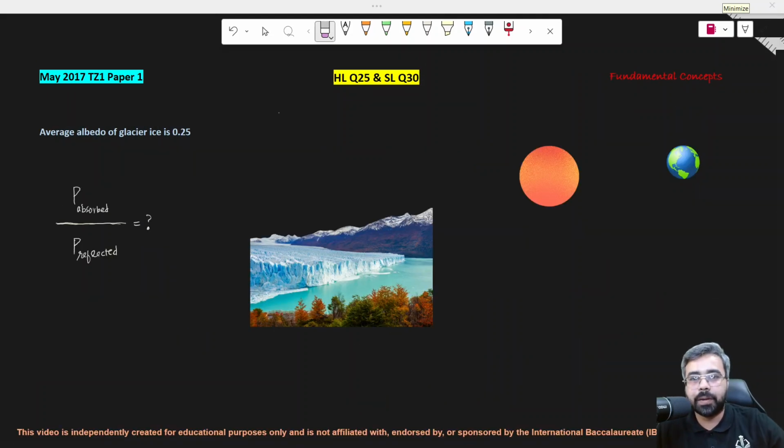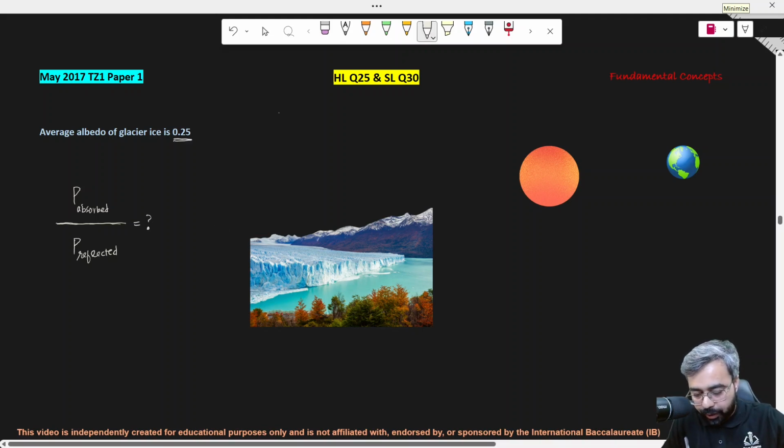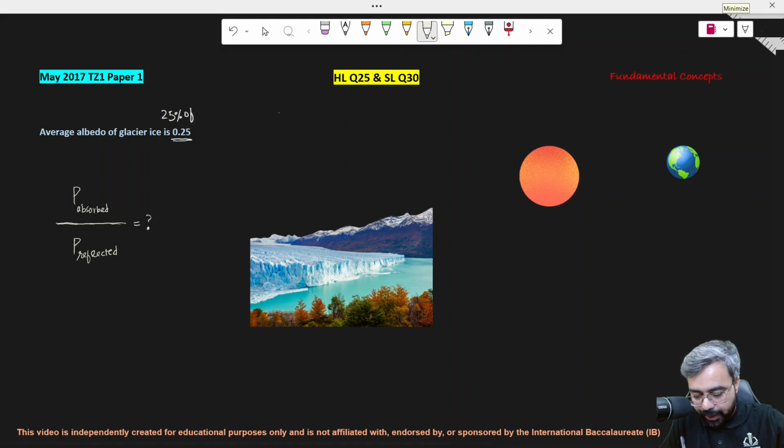Hi, this question is about albedo. The average albedo of glacier ice, according to the question, is 0.25. By the way, it means that 25% of any intensity of light that is incident on the glacier is reflected. Okay. So if it is reflected, then 75% of that intensity is absorbed.